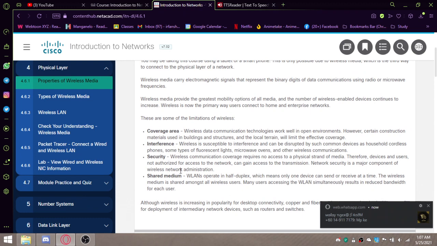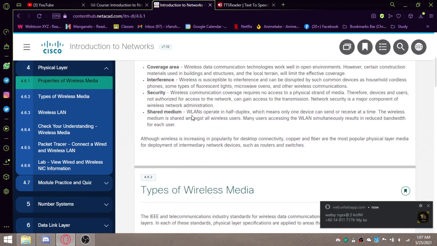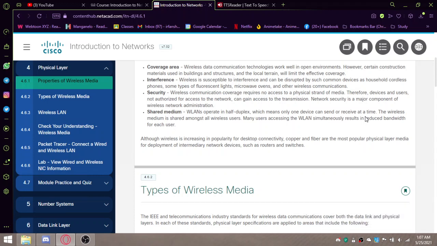Lagi satu, shared medium. Wireless local area networks operate in half duplex, which means only one device sends at a time, dia one by one lah. Seorang receive, seorang lagi send. Tak boleh sekaligus. Okay, macam call, macam call tu duplex, full duplex.